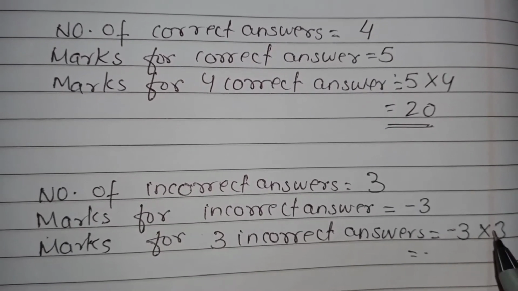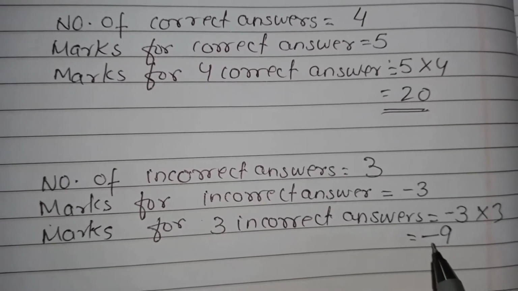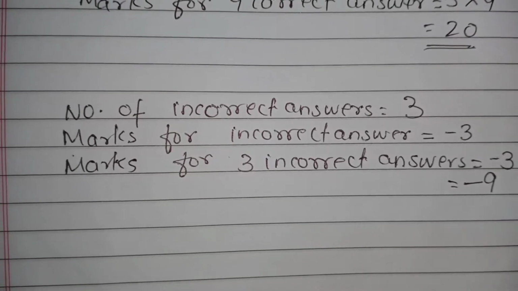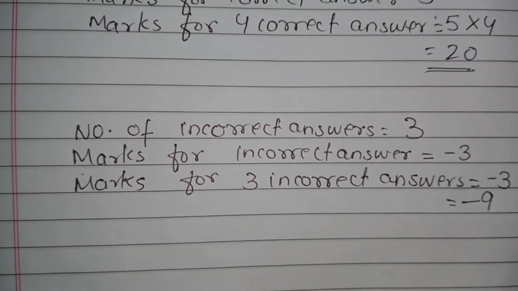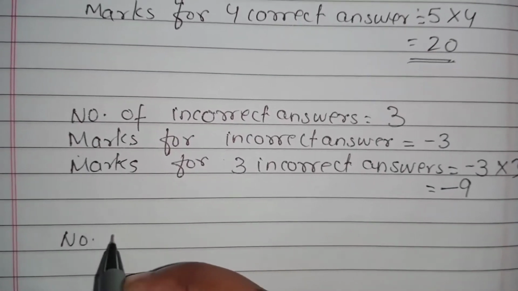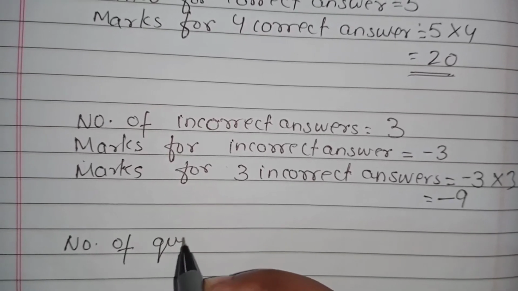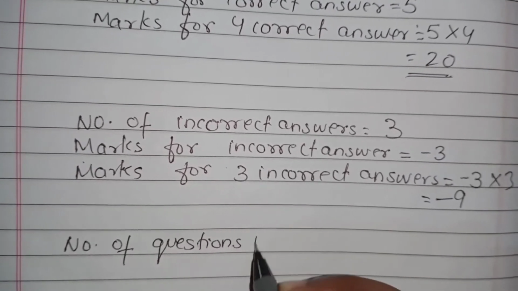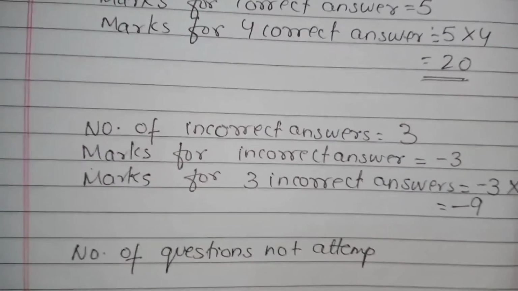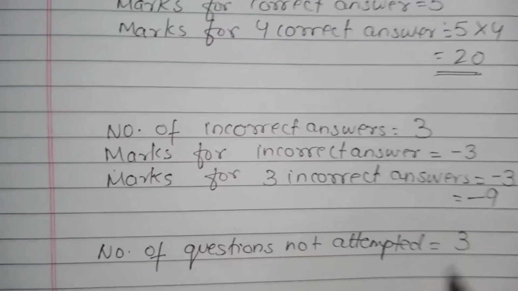That means minus times minus, 3 threes are 9. That means for 3 incorrect answers he got -9. Now we will find the marks for not attempted. The number of questions which he has not attempted is 3. He left 3 questions.